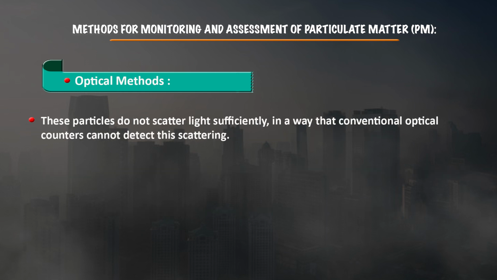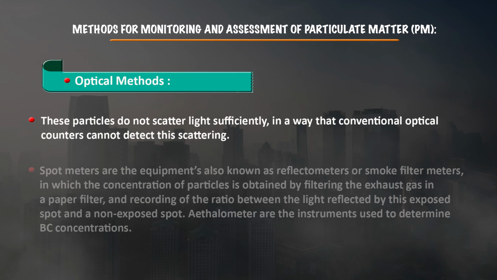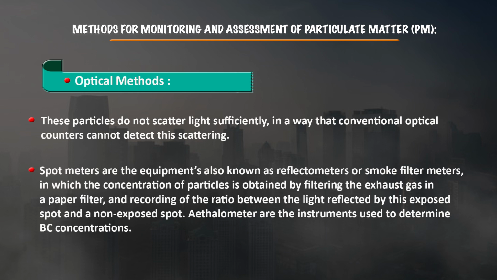So these particles do not scatter light sufficiently, so conventional optical counters cannot detect this scattering. Then spot meters are also equipment, as you can see in the diagram. This is also known as reflectometers, or we can also call them smoke filter meters. In this, the concentration of particles is obtained by filtering the exhaust gas in a paper filter, and recording the ratio between the light reflected by the exposed spot and the non-exposed spot. So, exposed and then non-exposed spot.